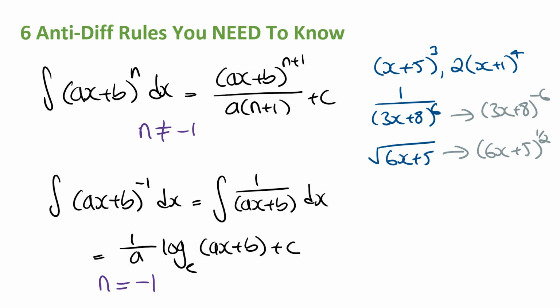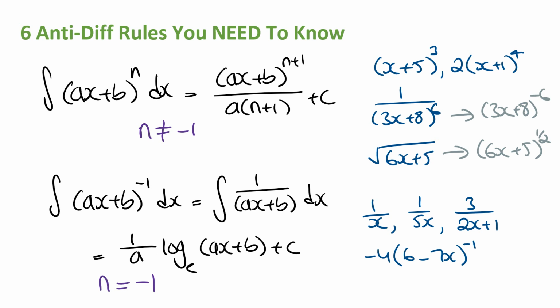Some examples of when you would apply this rule is when you have something like 1 on x, or 1 on 5x, or 3 on 2x plus 1, or minus 4 times 6 minus 7x raised to the power of minus 1.